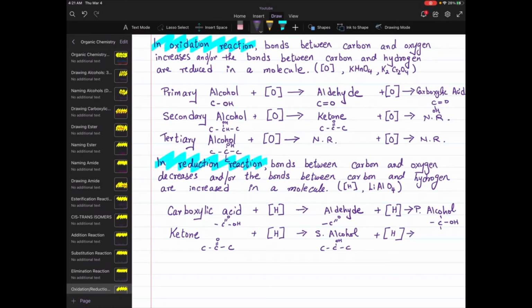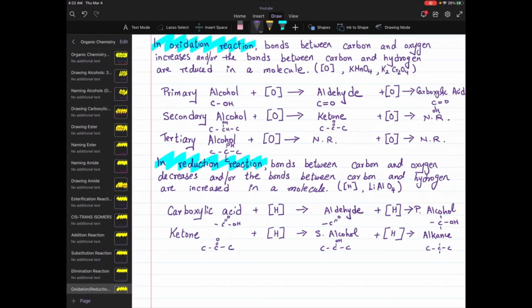This secondary alcohol can again further undergo a reduction reaction and lose that one single bond that it has with the oxygen, and it can form an alkane with no bonds to the oxygen.